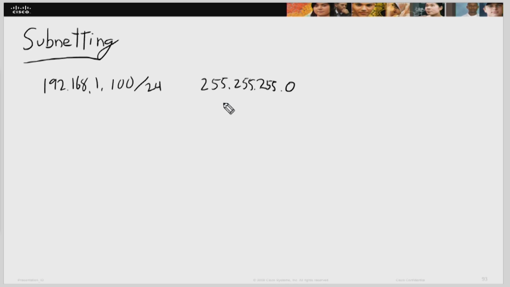So maybe a quick discussion of what slash notation is. Slash notation is the number of ones in your subnet mask. If I were to convert 255 in decimal to binary, that comes out to 11111111. And again, if I convert 255 to binary, it's 11111111. And if I convert 0 to binary, it's 00000000.